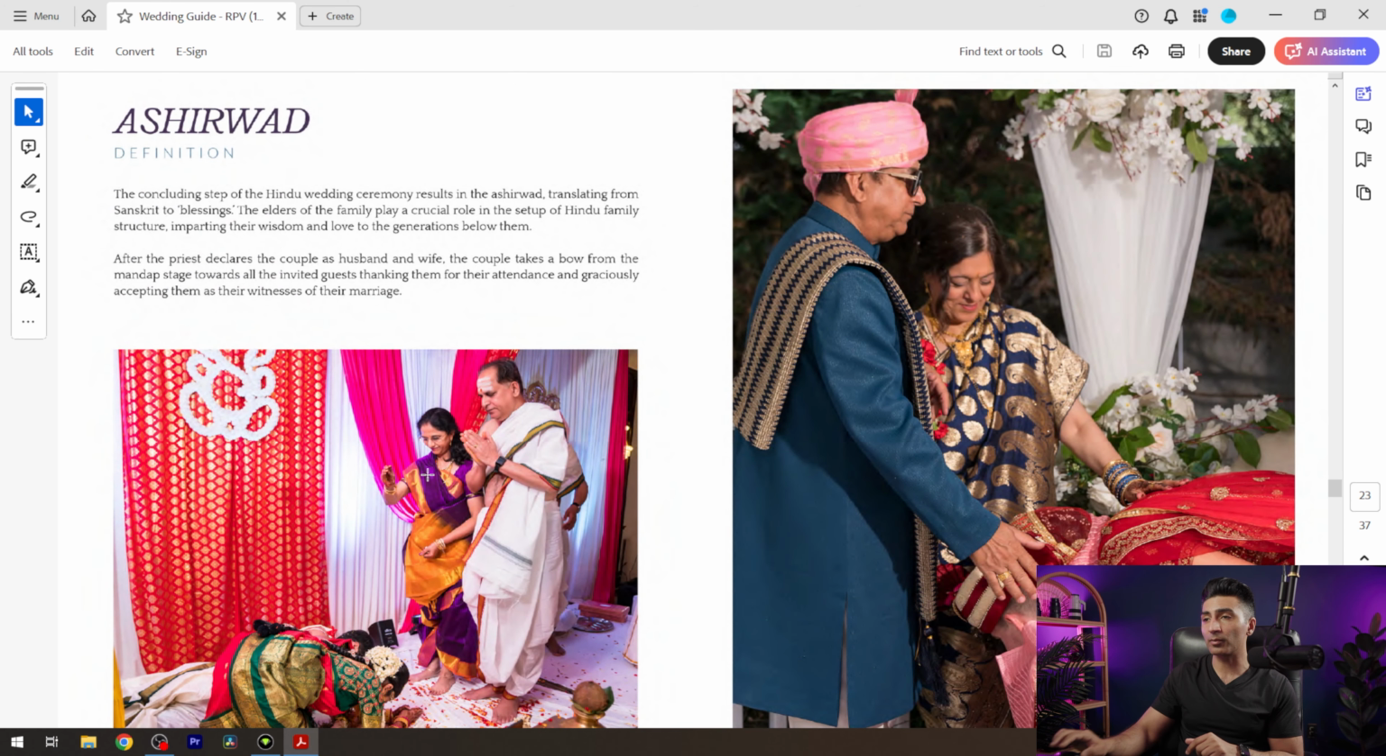Okay, Ashirvad. This is really where blessings are taken from the parents or grandparents. Typically the parents of the bride and the parents of the groom will touch their feet. It's always a significant moment that you want to make sure is captured correctly. If you have grandparents sitting nearby, either outside watching the ceremony or around where the guests are sitting, you want to make your way down to ask for blessings from them as well. So Ashirvad is a crucial part of the Hindu wedding that asks for blessings from both sets of parents after the ceremony concludes.